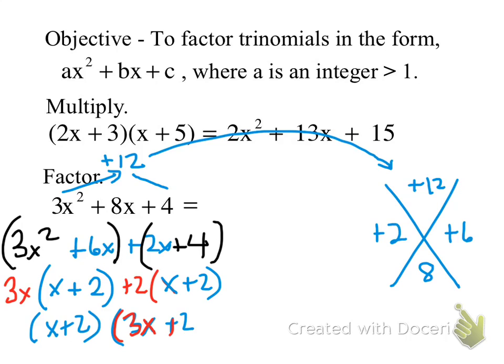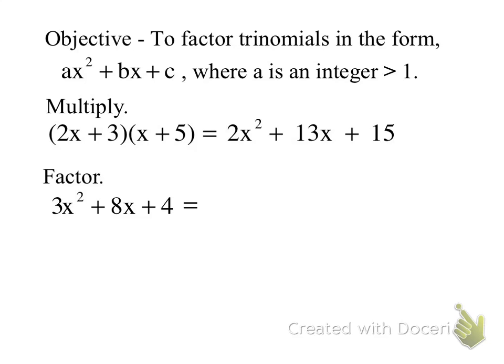So one more time. Kiana, how do I check to see that I did it right? You check by multiplying x times 3x. Does that give me 3x squared? Does 2 times 2 give me 4? Then I've got 6x and 2x is 8x in the middle. So it worked. So check yourself. Okay? Questions?